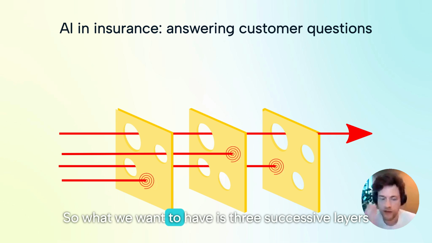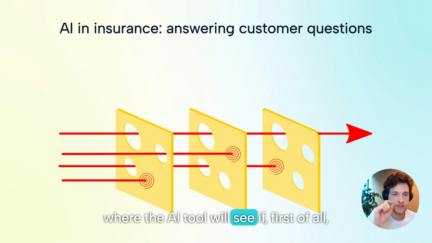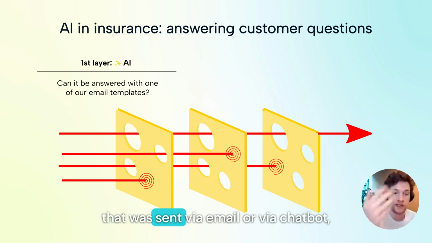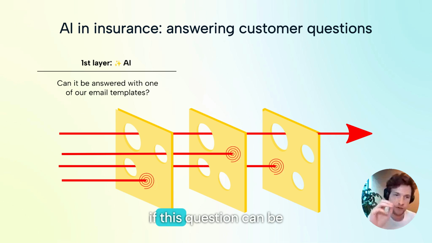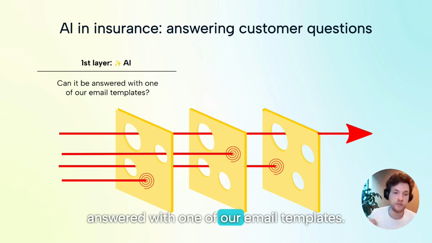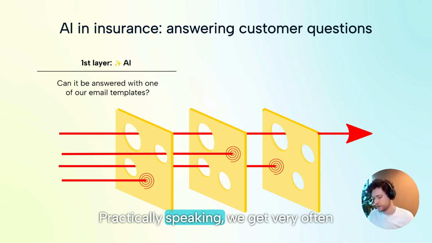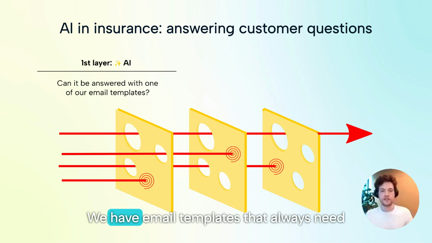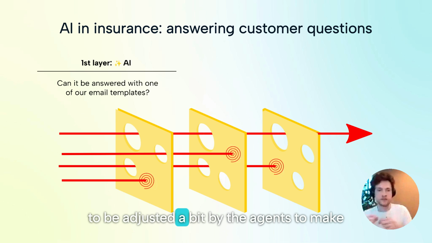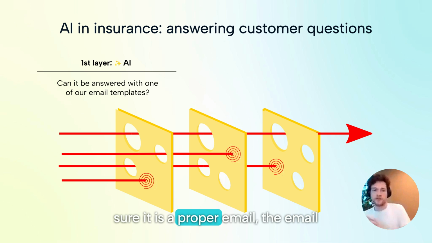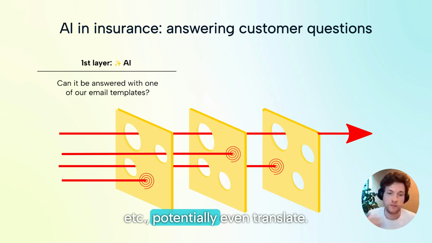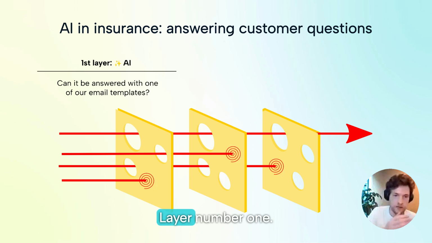So what we want to have is three successive layers where the AI tool will see if, first of all, the question of the customer, the question that was sent via email or via chatbot, can be answered with one of our email templates. Practically speaking, we very often get the same questions from customers. We have email templates that always need to be adjusted a bit. The agent needs to make sure that it's a proper email, the email is not outdated, adjust the language, etc., potentially even translate. Layer number 1.